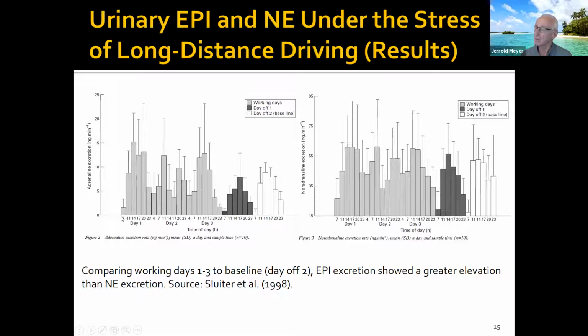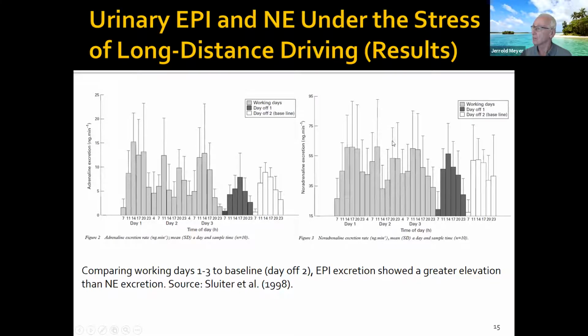They collected the urine samples at 3 or 4 hour intervals. So a big spike in epinephrine. Day 2, a little bit noisy, but again a spike, and then another spike on day 3. Day off, lower level, and day 2 off, again lower level compared to these.